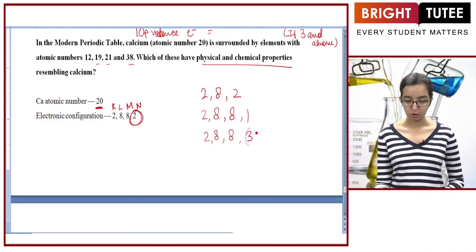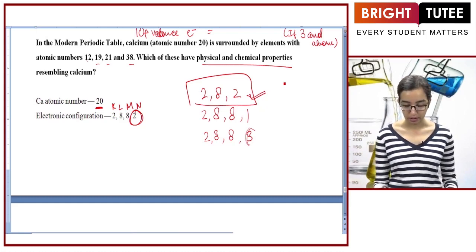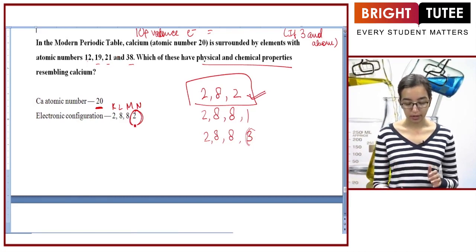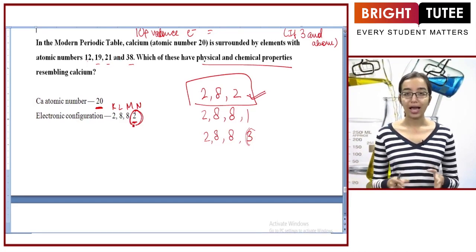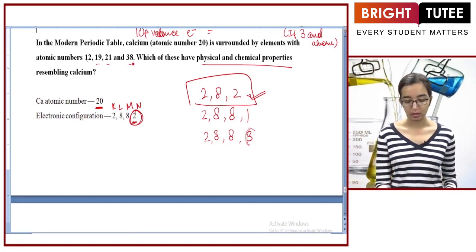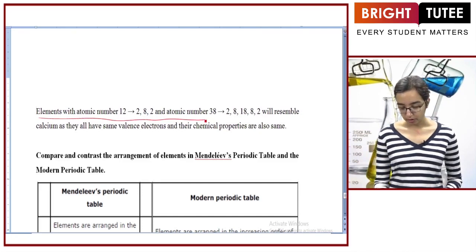But you can understand just from the first one that the element with atomic number 12, which is magnesium, would show similar physical and chemical properties. Element 21 in any way would have one electron more in the outermost shell, and that is why it will definitely not show similar properties, and neither would the element with atomic number 38.